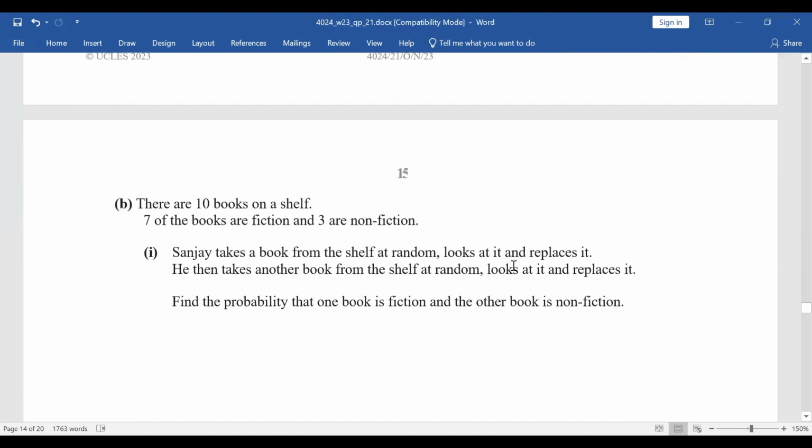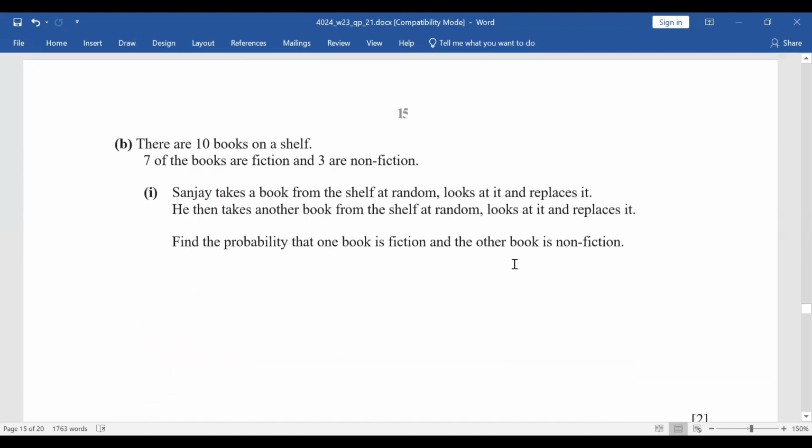Next question. There are 10 books on a shelf. 7 of the books are fiction and 3 are non-fiction. Sanjay takes a book from the shelf at random, looks at it, and replaces it. Remember, he replaces it. He then takes another book at random, looks at it, and replaces it. Find the probability that one book is fiction and the other book is non-fiction.